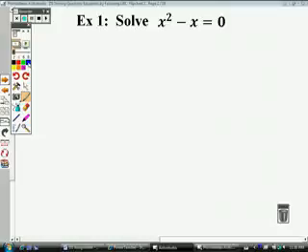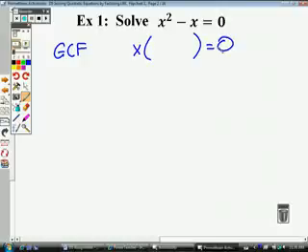Not trial and error. Not like term. GCF. If you look at both terms, they have a common factor, which is x. So y'all pull out an x.